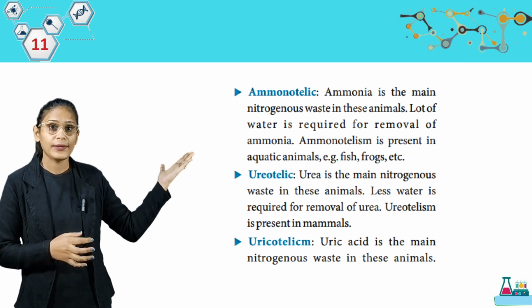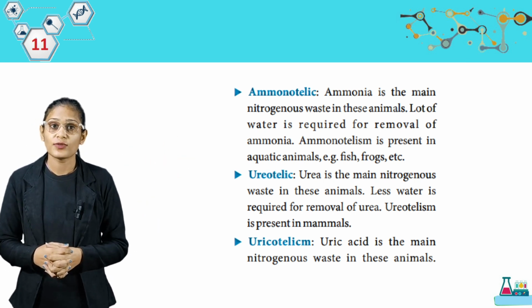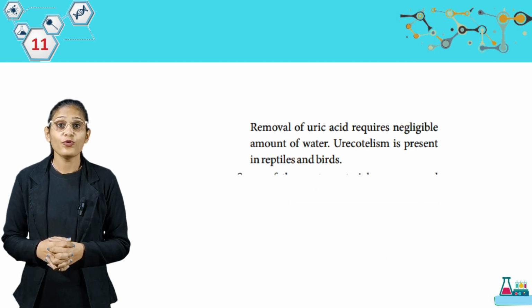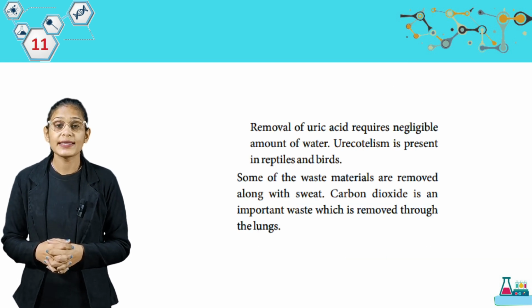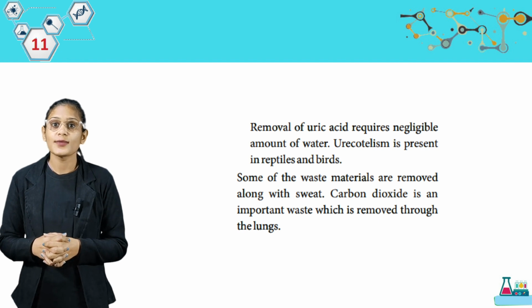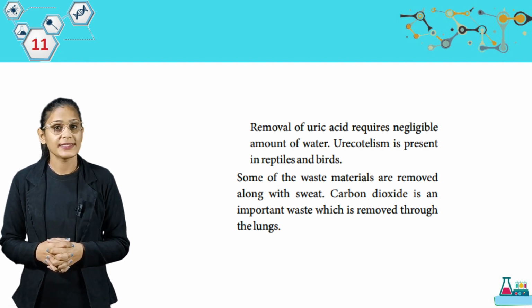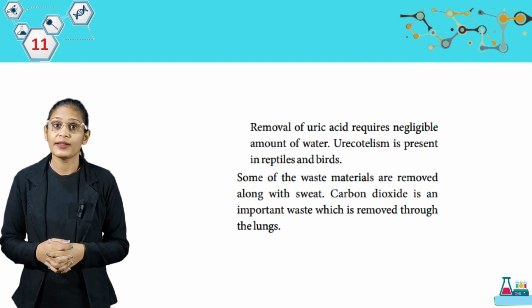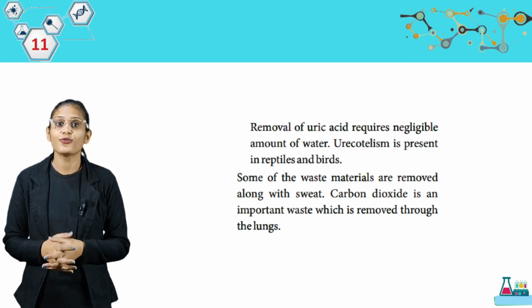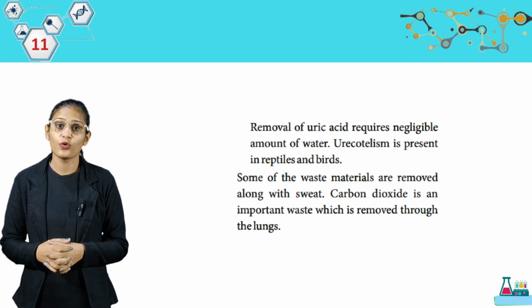Then we have uricotelic. Uric acid is the main nitrogenous waste in these animals. Removal of uric acid requires negligible amount of water. Uricotelism is present in reptiles and birds. Some of the waste materials are removed along with sweat. Carbon dioxide is an important waste which is removed through the lungs.